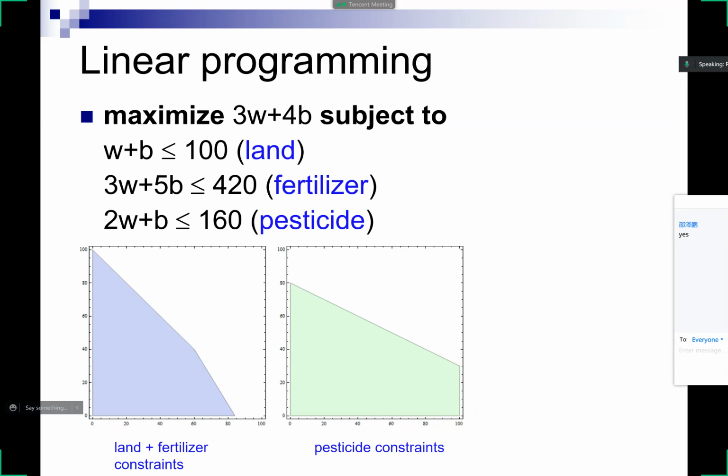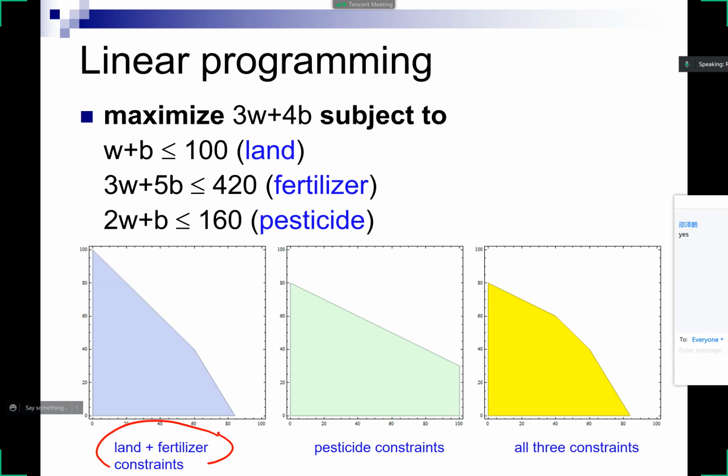Since you have to satisfy all three constraints, what we need to do is to take the region corresponding to the first two constraints and intersect it with the pesticide constraint region. So you need to take these two shapes, the purple shape, I guess, or the blue shape and the green shape, and then intersect them. When you do that, you're going to end up with this yellow shape over here.